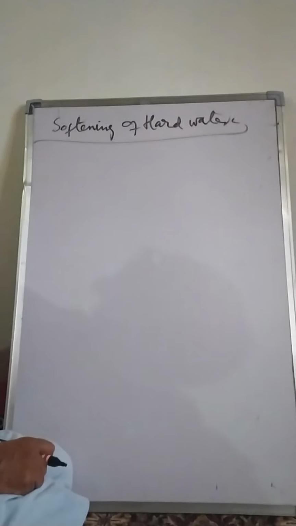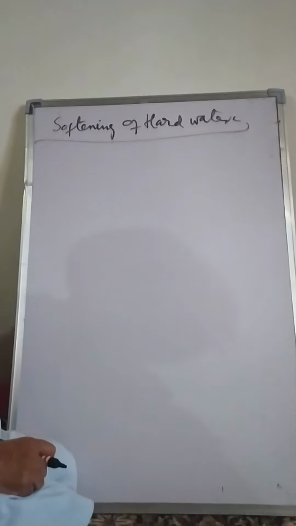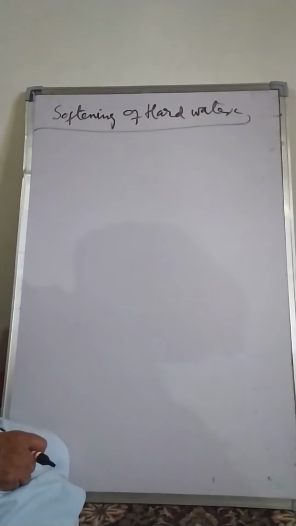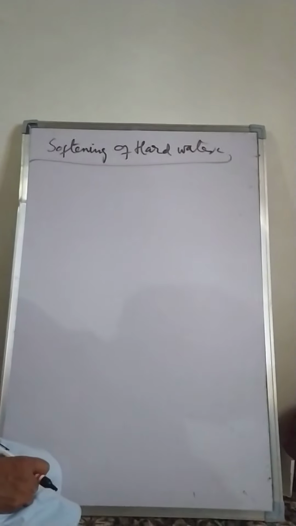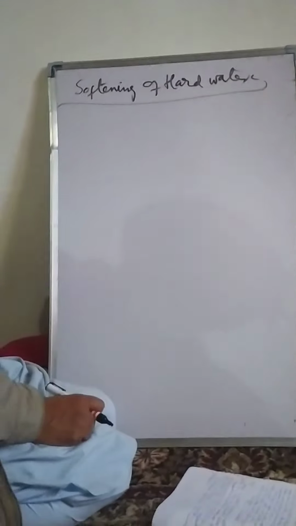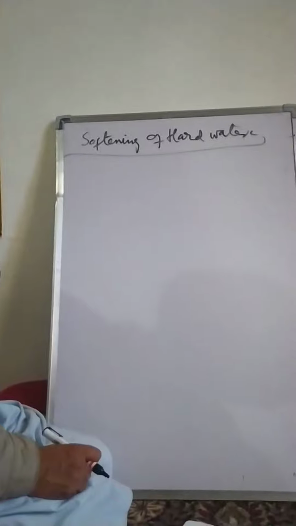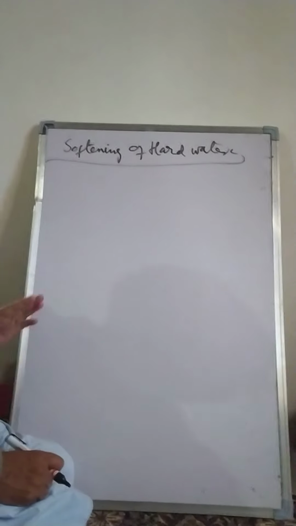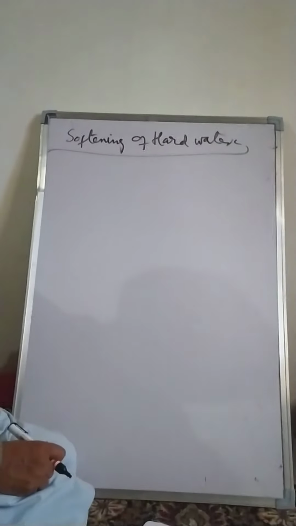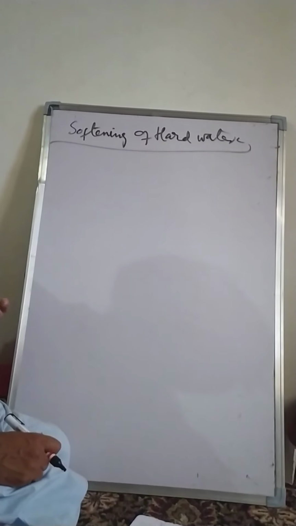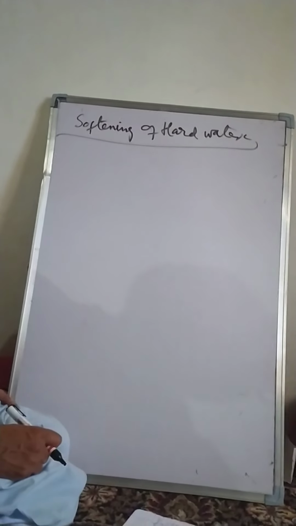Softening of hard water. We have seen that we have two types of hardness. One is temporary, another is permanent. Temporary hardness is due to the bicarbonates of calcium and magnesium. So how do we remove this hardness so that this water can be used for washing, for laundry, etc.?